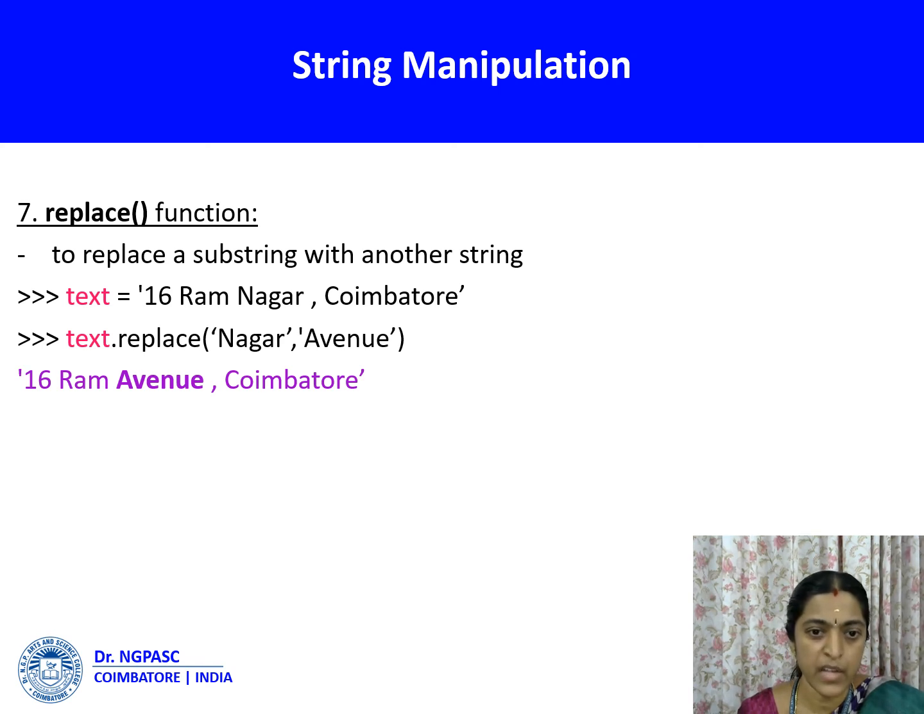Nagar is the value that I want to replace, and avenue is the new value with which I want to replace it, right? So Nagar will be replaced with avenue. Here the text value is 16 Ramnagar Coimbatore. So instead of Nagar, it is being replaced with avenue. Thus the replace function replaces a substring with another new substring. So with this, the string manipulation functions are over.